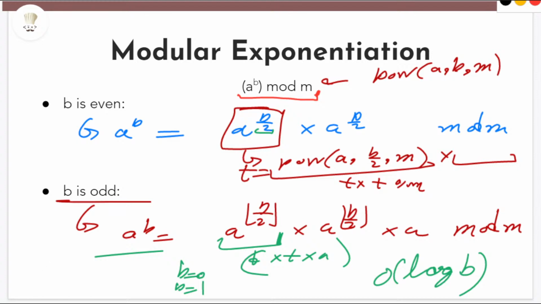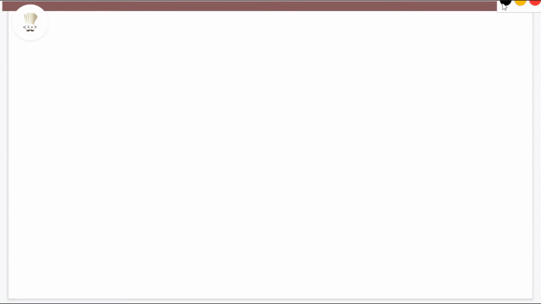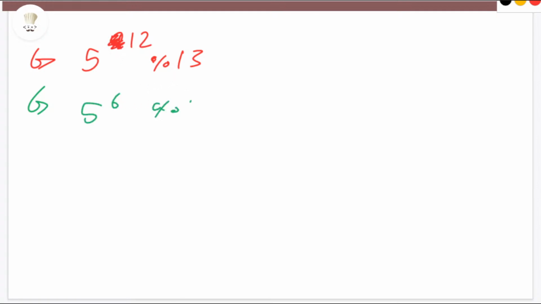But first let us see this algorithm in action. So let's say if you want to calculate 5 to the power 4 modulo 13, or 12 would be better. If we want to calculate 5 to the power 12 modulo 13, so how do we do that? To calculate 5 to the power 12 modulo 13, we are going to be calculating 5 to the power 6 modulo 13 first.